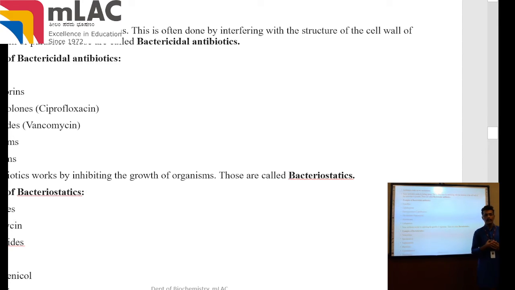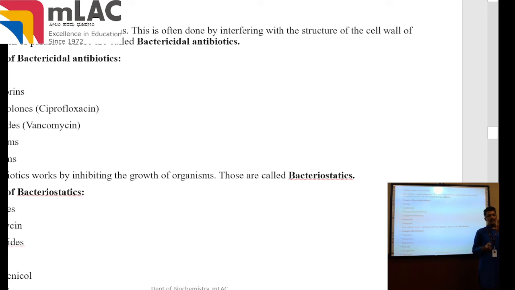The other group of antibiotics inhibit the growth of the organism. They don't kill exactly, but they stop the growth or proliferation of the bacteria, or the continuous division of the bacterial population in the body. These are called bacteriostatic agents. Some examples of bacteriostats are tetracyclines, streptomycin, sulfonamides, macrolides, chloramphenicol, trimethoprim, etc. So we understood that we have bactericidal and bacteriostatic antibiotics.